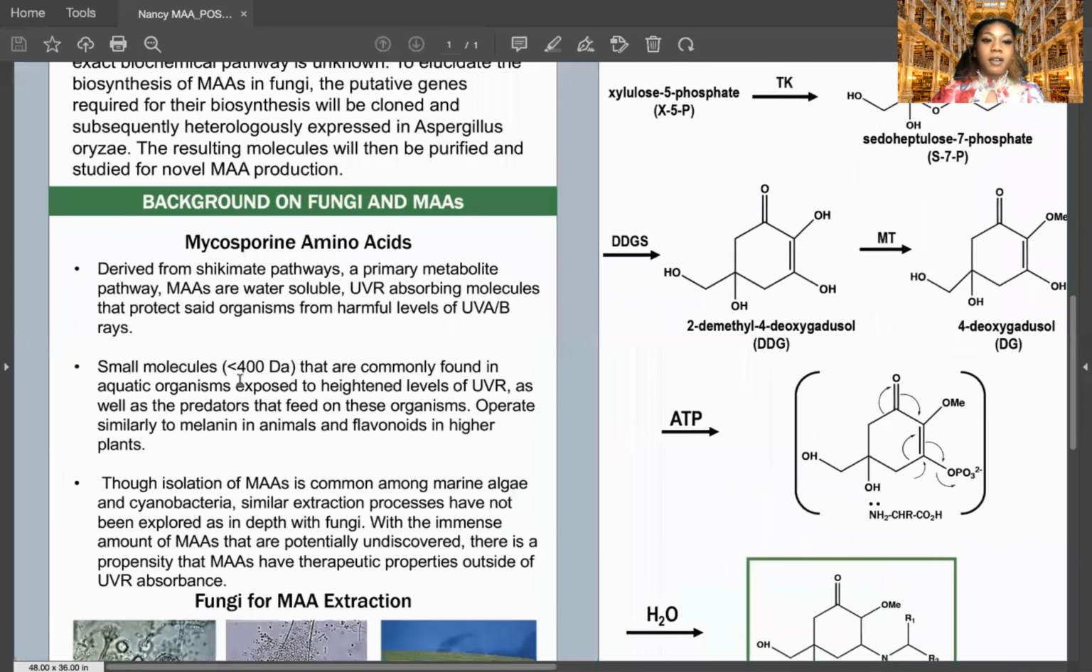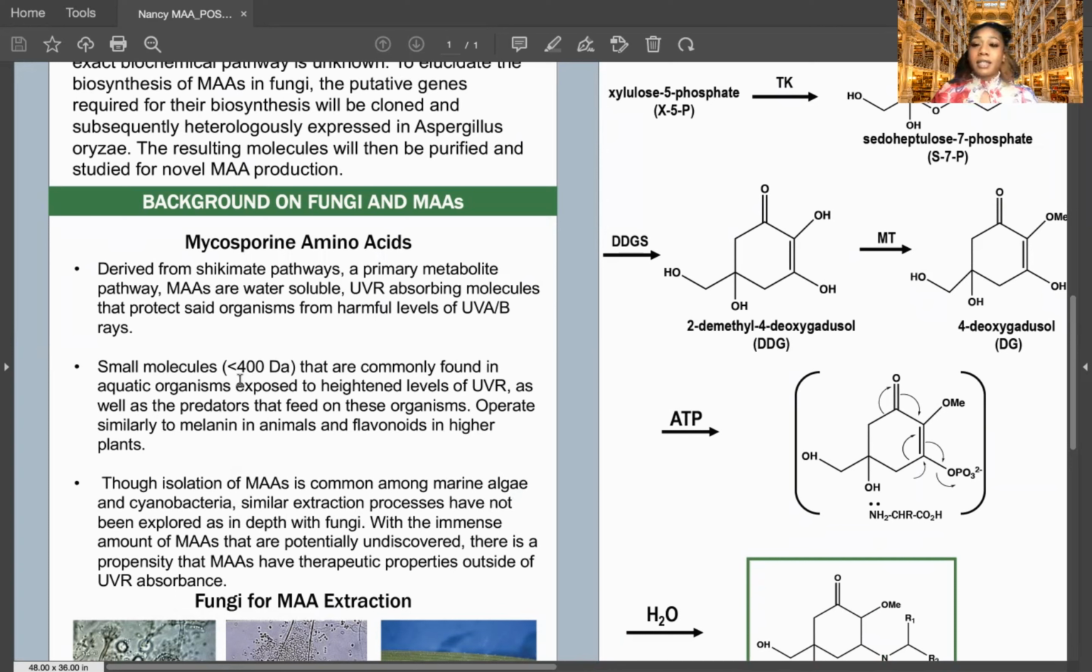They are very small, less than 400 Dalton, secondary metabolite molecules that are commonly found in marine and aquatic organisms that are exposed to heightened levels of UVA and UVB rays. They are also found in their predators that consume these organisms, and operate similarly to how melanin operates in animals and human beings, and flavonoids in higher plants. Now, they can be found in cyanobacteria, micro and macroalgae, and some fungi.